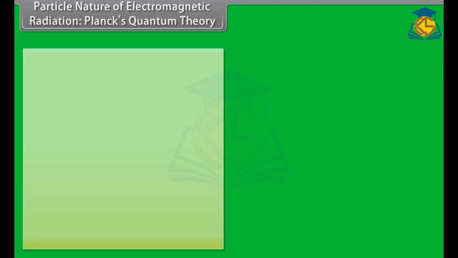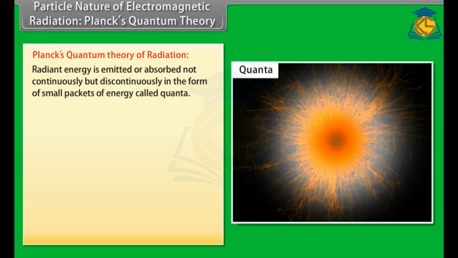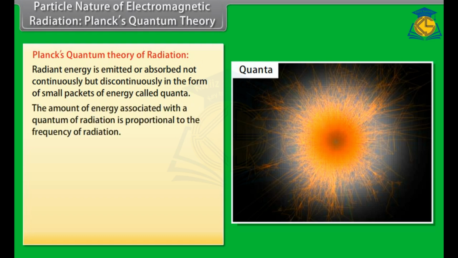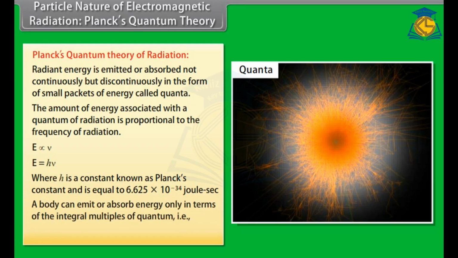Particle nature of electromagnetic radiation. Planck's quantum theory of radiation. Radiant energy is emitted or absorbed not continuously but discontinuously in the form of small packets of energy called quanta. The amount of energy associated with a quantum of radiation is proportional to the frequency of radiation, E equals h nu, where h is a constant known as Planck's constant and is equal to 6.625 into 10 raised to the power minus 34 joule second. A body can emit or absorb energy only in terms of the integral multiples of quantum, that is, E is equal to n h nu, where n is equal to 1, 2, 3, 4, etc.